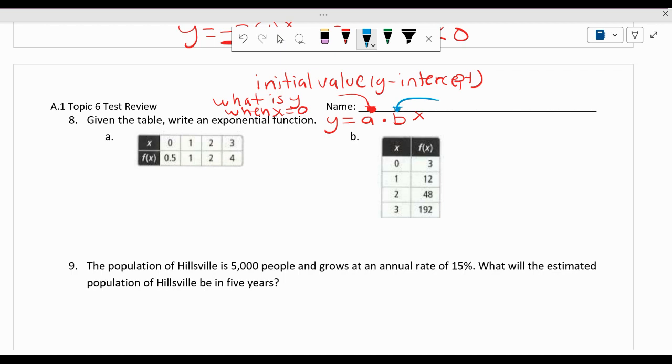And b, how do we get b? B is what we call the scale factor. What is the multiplication pattern? So if I look at table A, I'm going to start by labeling my variable A. So what is y when x is 0? Well, when x is 0, what's y? F of x. You use f of x in this table. So that's 0.5.